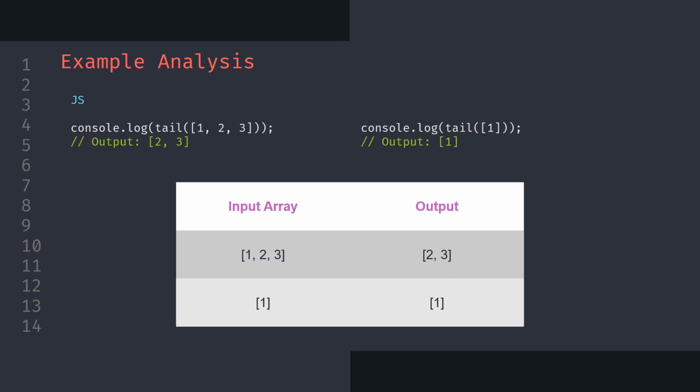Let's look at some examples. For the first one, the function returns just 2 and 3. However, for the second one, since there is only one element, the original array is returned unchanged. This behavior ensures the function handles arrays of any length gracefully.